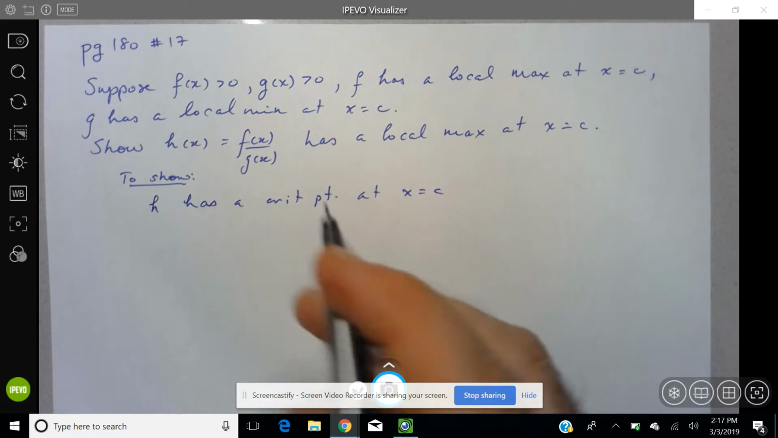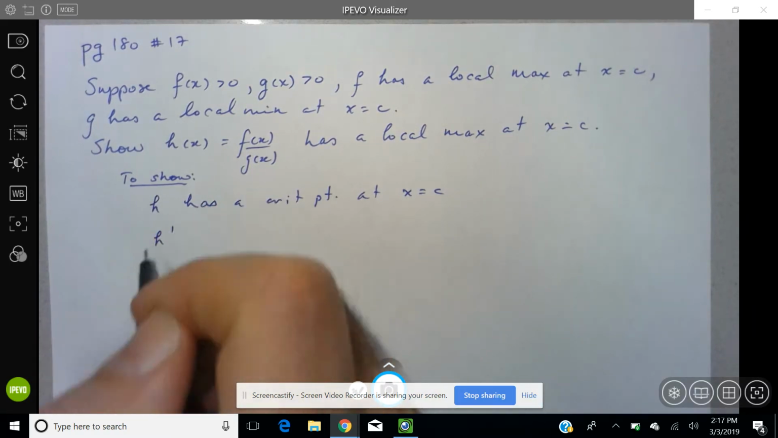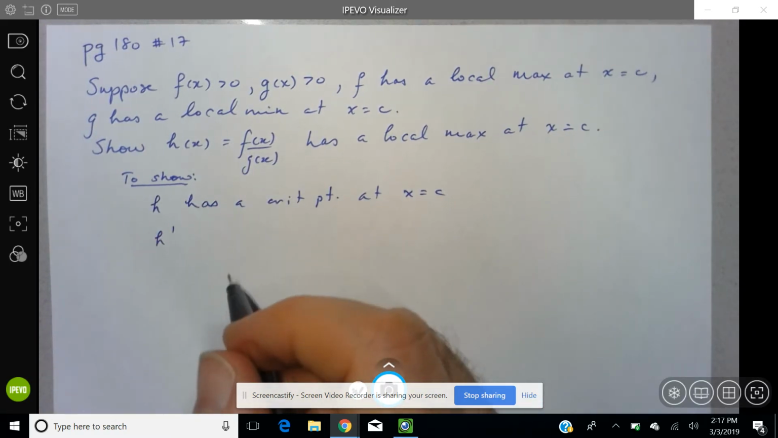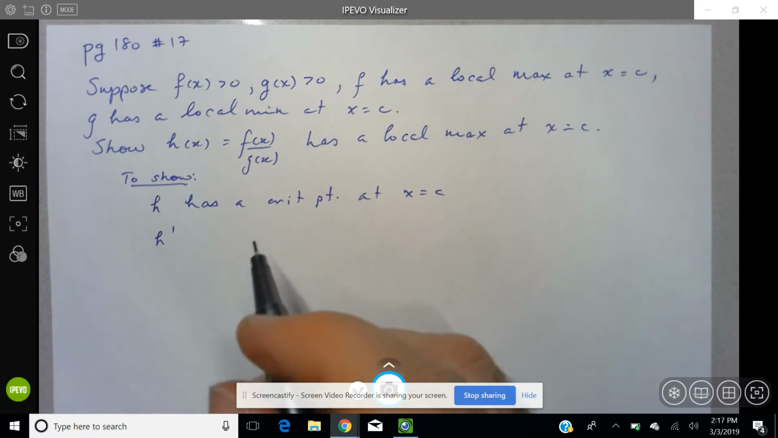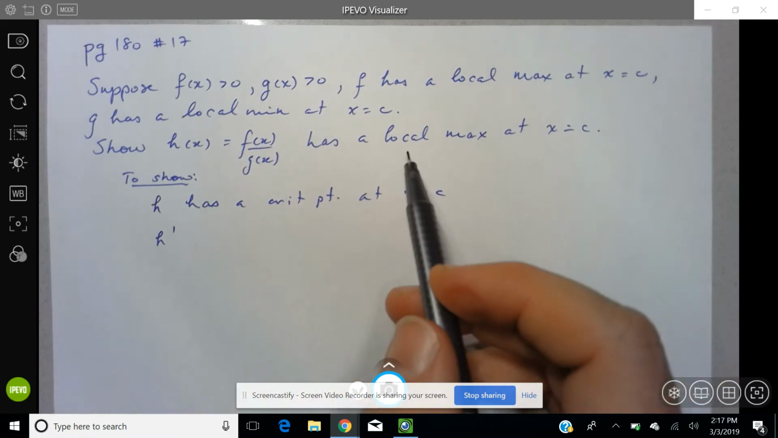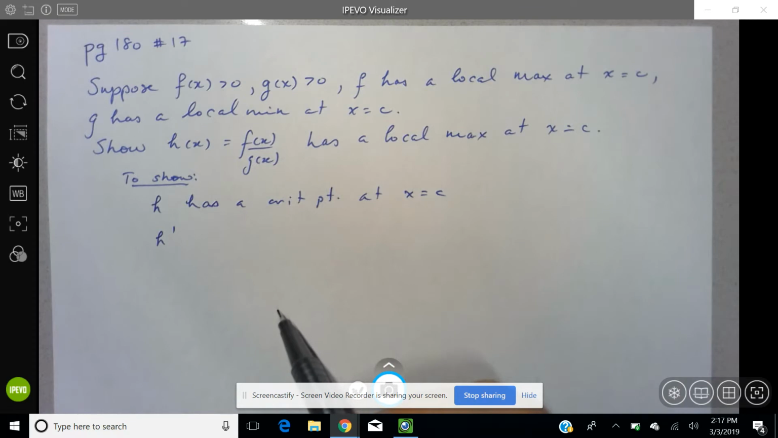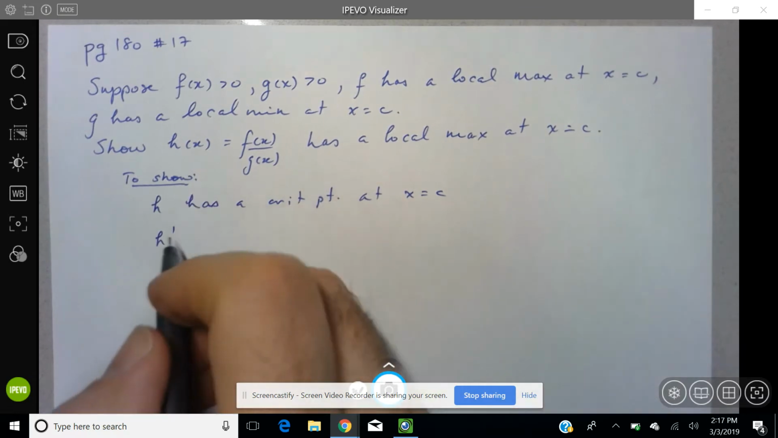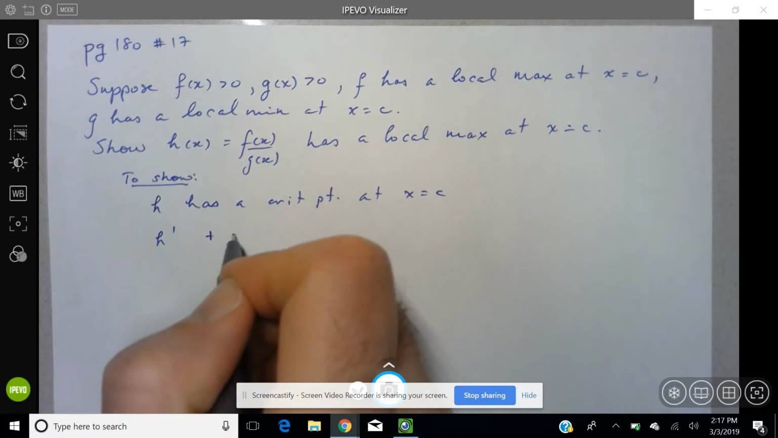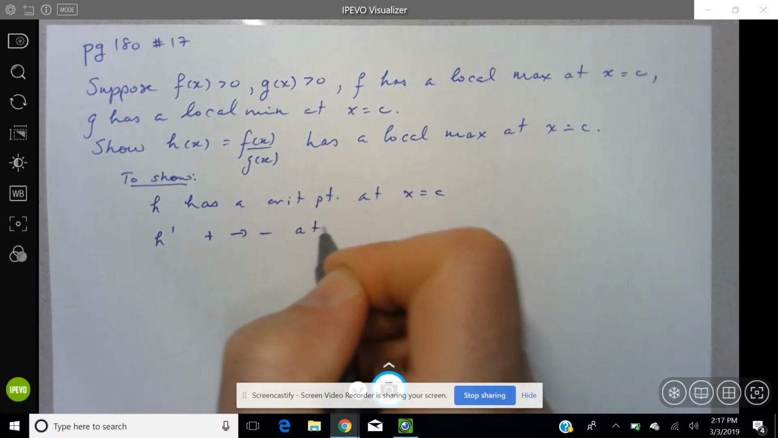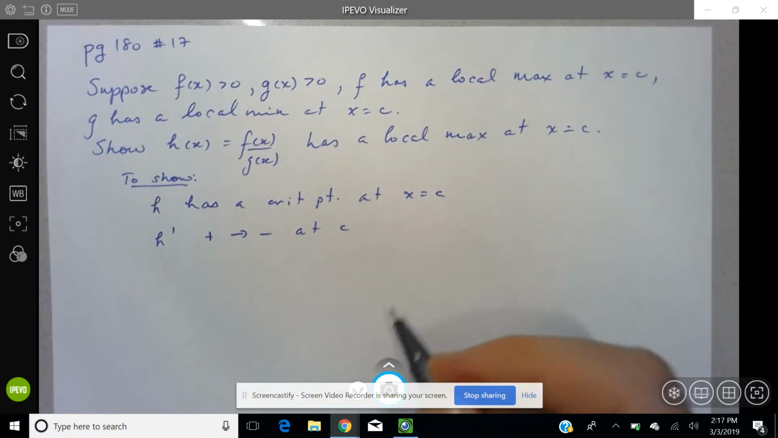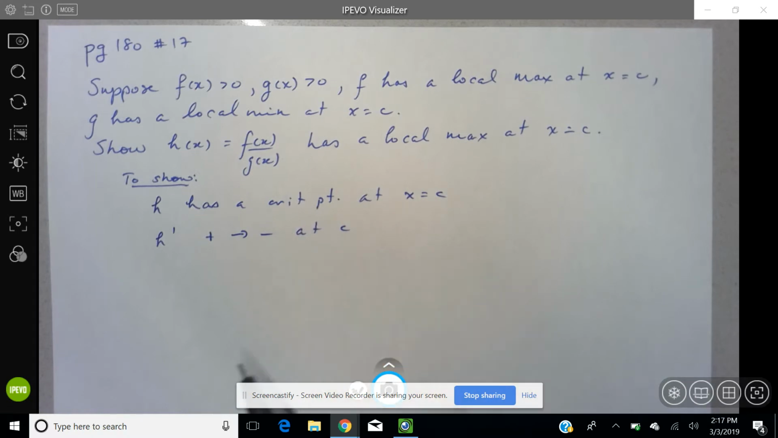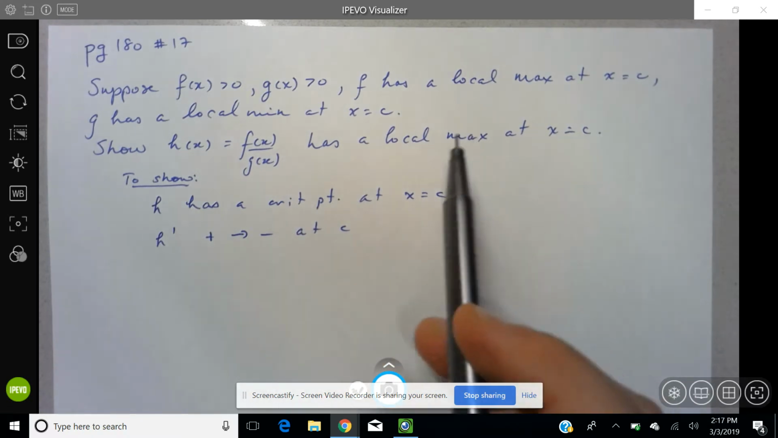And the second thing we have to do is show that there's actually a change in the increasing and decreasing behavior of the function. Now, since we have to show that it's a local max, it means the function has to go from increasing to decreasing, which means that h prime has to go from positive to negative at c. If we can show these two things, then we know that we have a local max there.